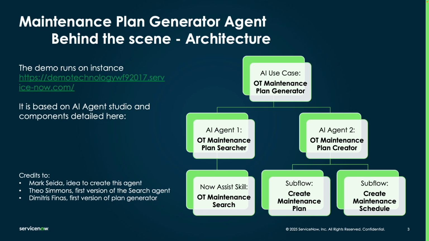Behind the scenes, in order to run this, we use an AI use case called OT Maintenance Plan Generator. This use case relies on two agents: a maintenance plan searcher that relies on a skill to search the web for the correct maintenance plan and avoid hallucination by validating the source, and a maintenance plan creator that uses the input data from the maintenance plan searcher to first create a maintenance plan and then create the different schedules.